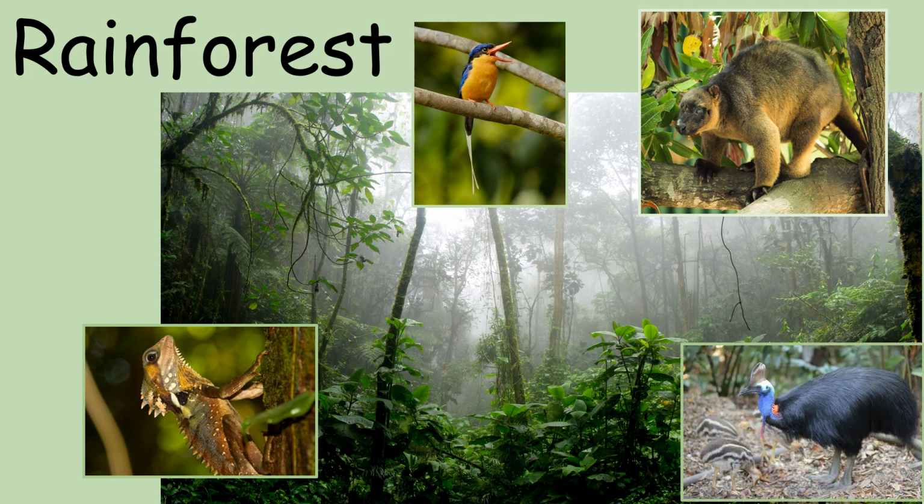Then this is a cassowary. It likes to be on the ground of a rainforest because there's lots of protection down there. It can build its nest down there and it can find plenty of insects to eat. So they're the reasons why these type of animals like a rainforest.